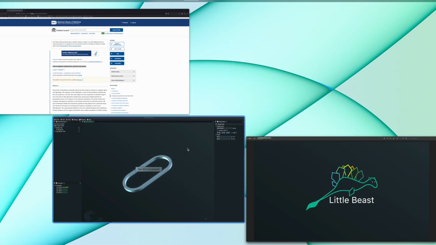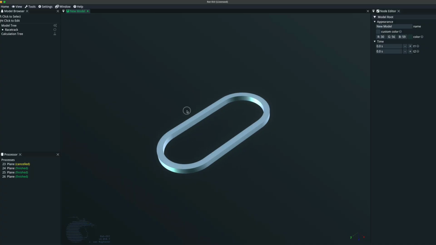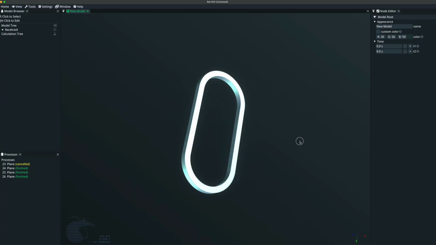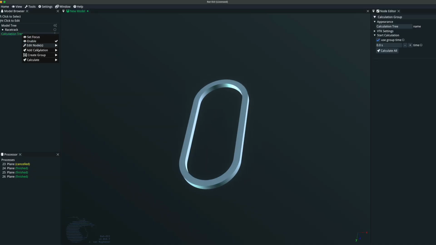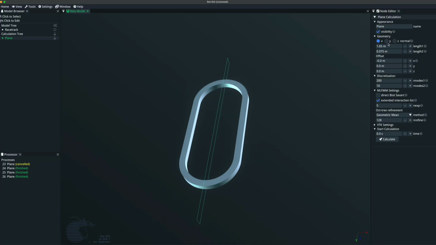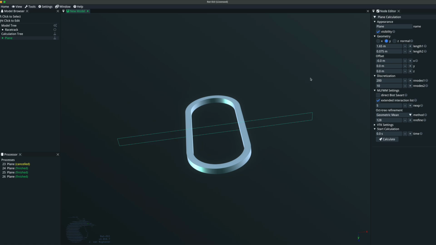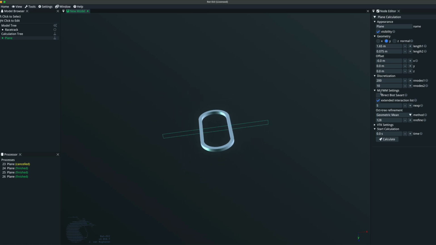All right, so now how does that work in practice? Let's look at this coil, for instance. This is just a simple racetrack coil, and we're going to add a plane calculation here. And let's do it in Y. Well, it doesn't actually matter. Anyway, the multi-level fast multipole settings are under the calculation settings. So for each calculation, there are these multipole settings.